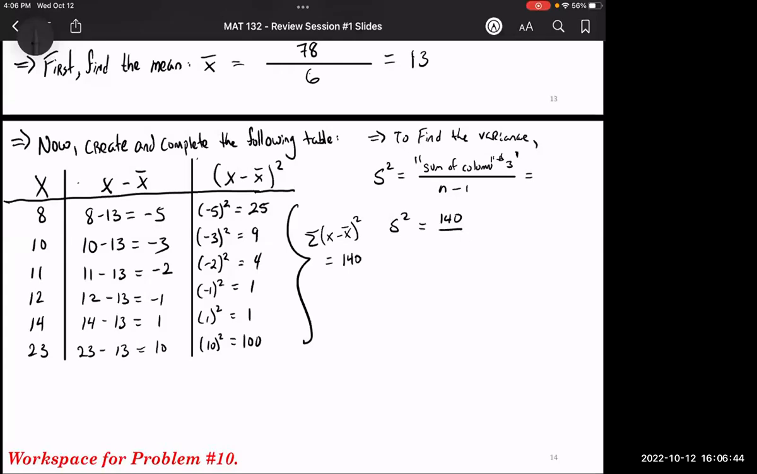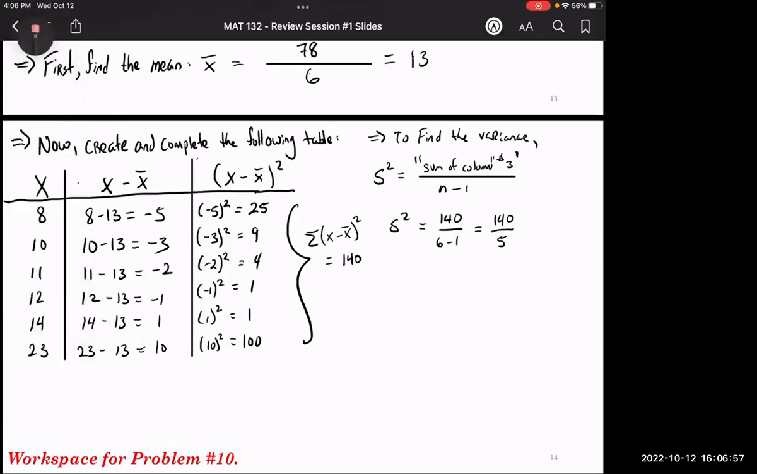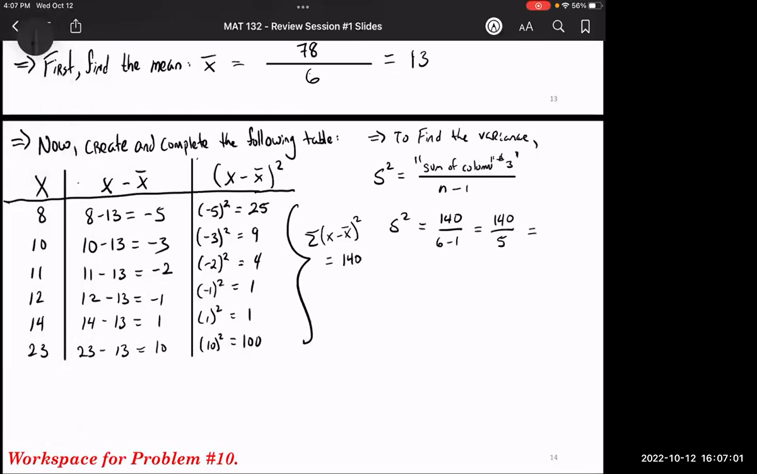What was the value of n again? What does n tell us? 6. n was 6, the number of data values. So 6 minus 1 is 5. So in your calculator, you should do 140 divided by 5. What's 140 divided by 5? 28. All right, so I'm just going to write this out on the side here.